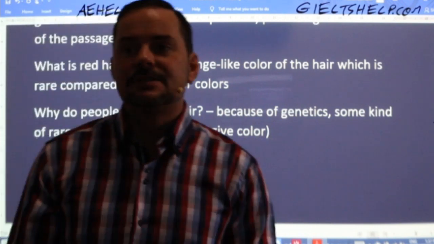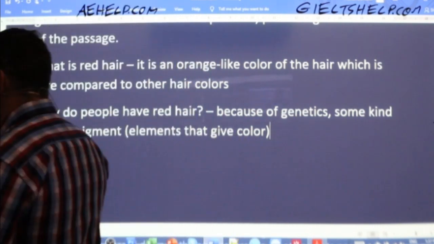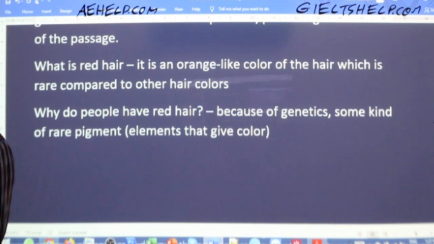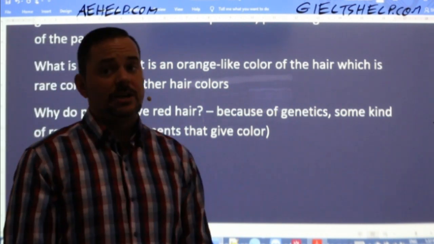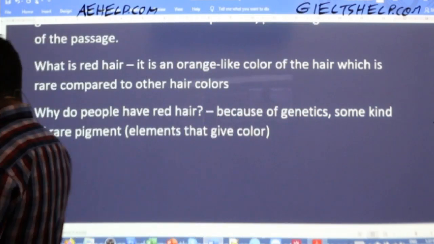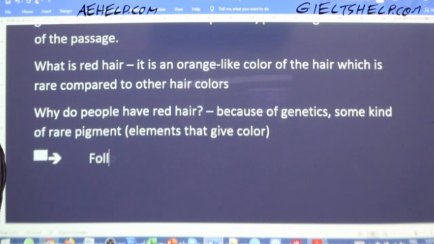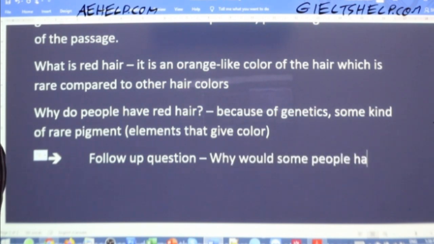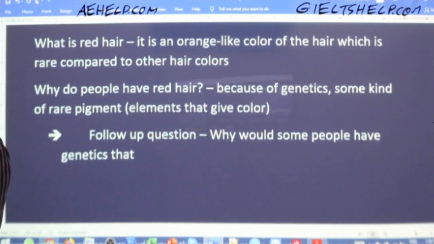Okay, Firdavs says because they live in areas where there's less sunshine, right? So Firdavs, you're actually taking it one step further, which is the next question here. And you're on the right track, Firdavs, and that's what good critical thinking is all about, is you ask a follow-up question, right? So follow-up question, why would some people have genetics that produce red hair?